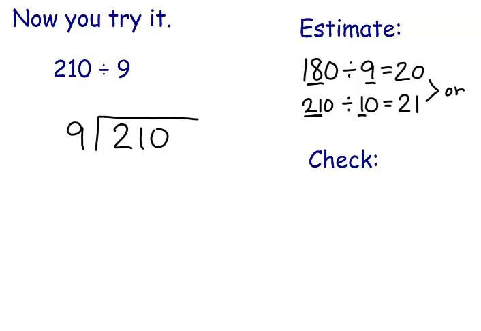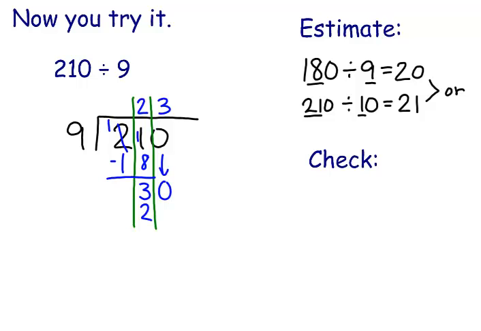All right, let's set up our problem, and we have 9. Let me draw the lines here. 9 into 21. Can't go into 2, but it can go into 21 twice, and that's 18. And so we'll subtract and regroup, and we end up with 3. Bring the 0 down. 9 goes into 30 3 times. And 3 times 9 is 27, and we subtract and get 3, so 23 remainder 3. We've had a lot of remainder 3s. Now that is close to our estimate.